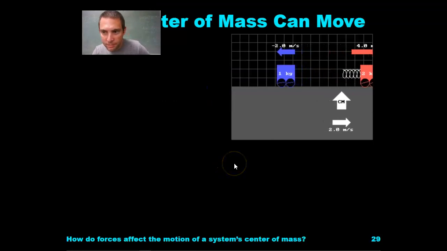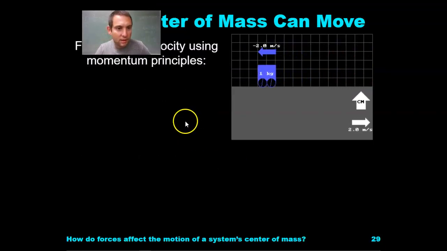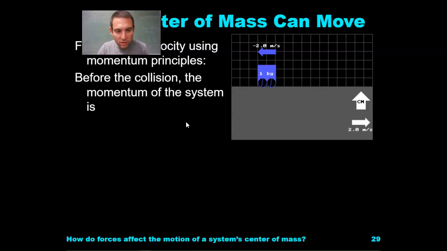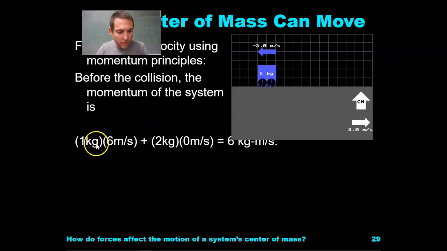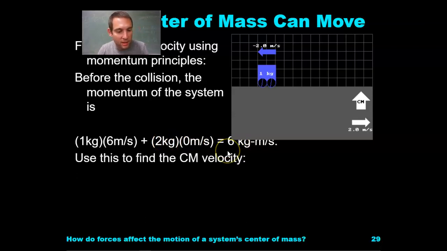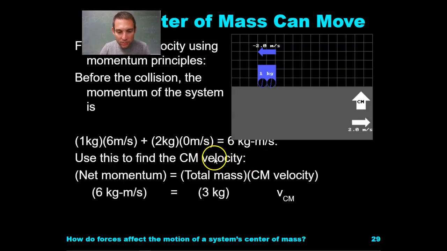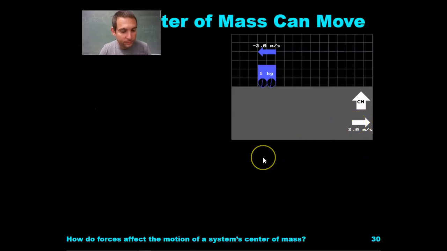Alright, so the red car is twice as massive and is at rest. Finding the center of mass velocity using momentum principles. Before the collision, the momentum of the system is the blue car, 1 kilogram times 6 meters per second to the right, plus 2 kilograms, the mass of the red car, which is at rest, equals 6 kilogram meters per second. Use this to find the center of mass velocity. The net momentum, which was 6, equals the total mass times the center of mass velocity. Here you can see you divide out 3 from each side and you're going to get the velocity of the center of mass, 2 meters per second.